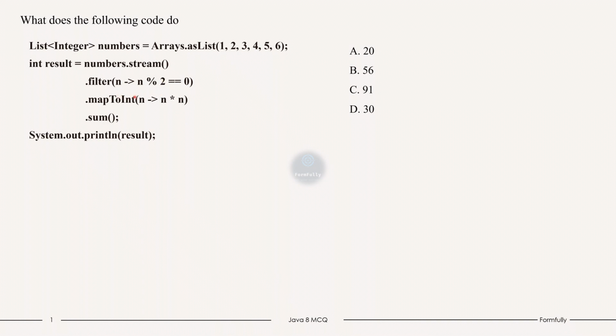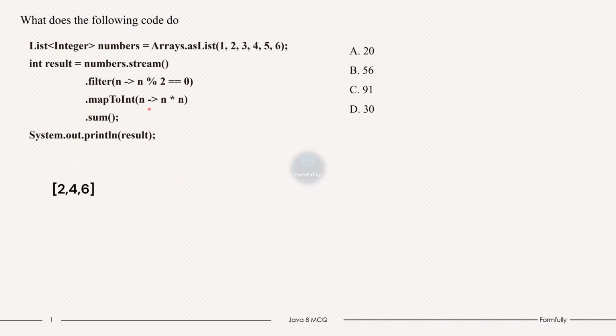Then we have the filter method. We discussed earlier that filter takes a predicate and returns a new stream containing only the elements that satisfy the predicate. In this case the filter lambda expression checks if the number is even, that is divisible by 2. Only the even numbers will pass through the filter. So from the list 1, 2, 3, 4, 5, 6, the even numbers are 2, 4 and 6. Then the next step is mapToInt.